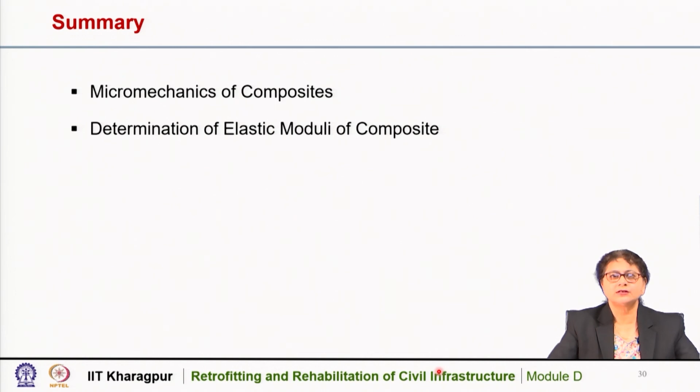So, in today's lecture we have discussed the micromechanics of composites and how to determine the elastic modulus of composite. We have discussed the derivation of the elastic modulus of the composite along the direction of the fiber and perpendicular to the direction of the fiber, how to determine the Poisson's ratio and the shear modulus of the composite by knowing the individual properties of the fiber and the matrix and their volume fractions.